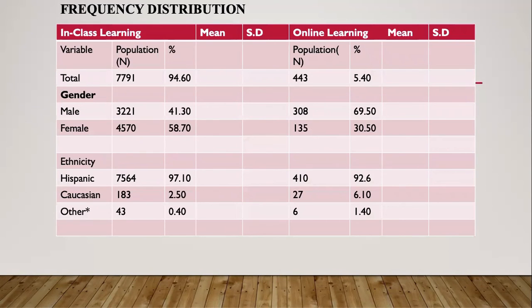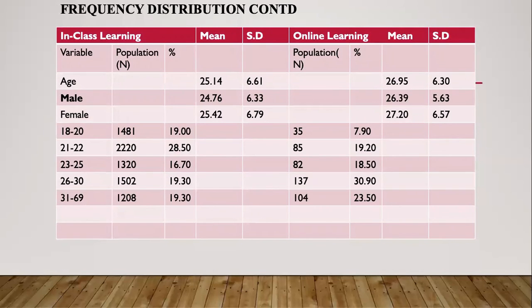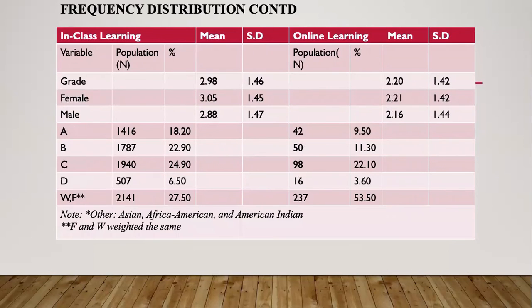The data distribution here shows the total population used, which is for the whole school at that point in time, 7,791. The male part of it, the female number, the Hispanic based on ethnicity, the Caucasian, the others, and majorly the continuous variable here is the age distribution. Age can assume any number, so it's broken down into 18 to 20 years of age, male and female, 21 to 22, and the rest like that. We see the mean value for the age and the standard deviation, both for online and in-class learning.